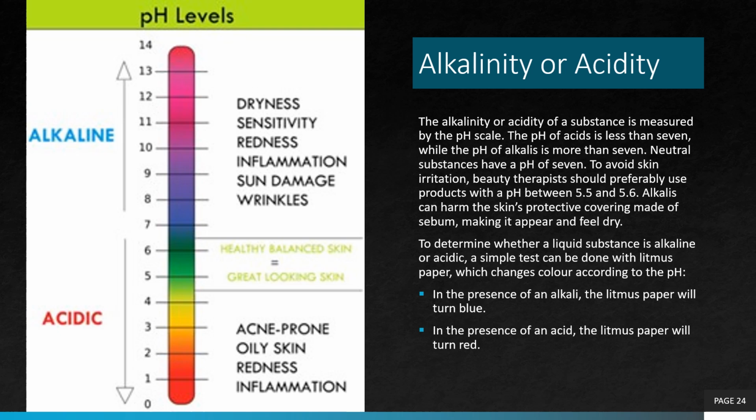To determine whether a liquid substance is alkaline or acidic, a simple test can be done with litmus paper, which changes colour according to the pH. In the presence of an alkali, the litmus paper will turn blue, and in the presence of an acid, the litmus paper will turn red.